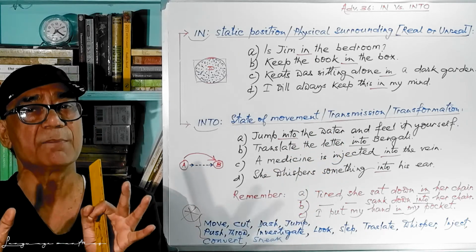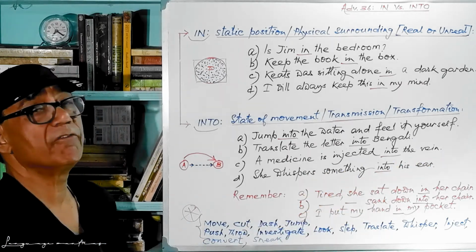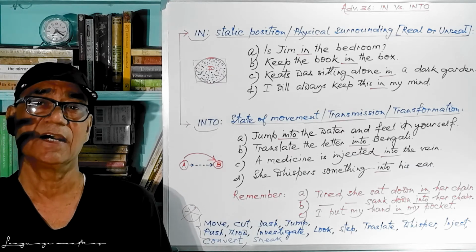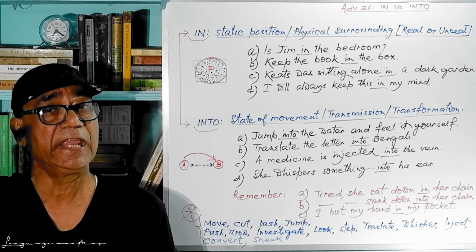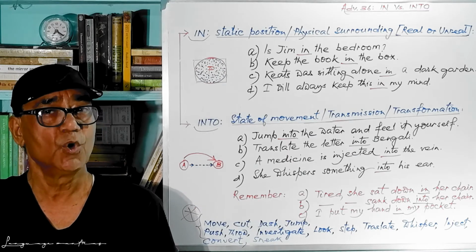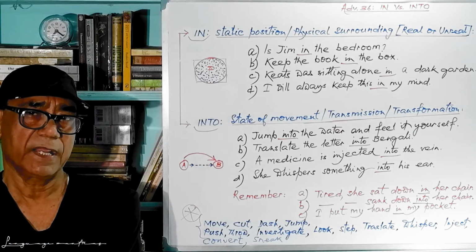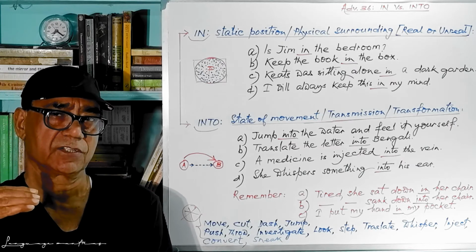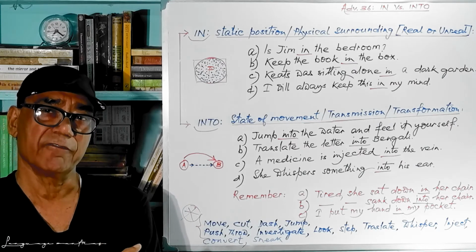Come to example number 3. A medicine is injected into the vein. A medicine is there in a syringe. So when I say the medicine is there in a syringe, in is appropriate. But when you push that medicine somewhere else, then it becomes into. A medicine is injected, meaning transferred from the syringe to the vein.